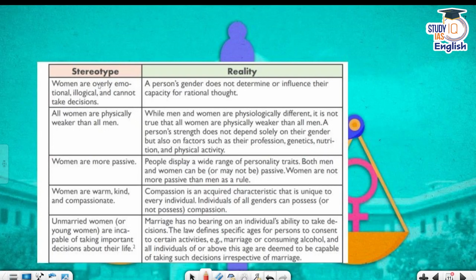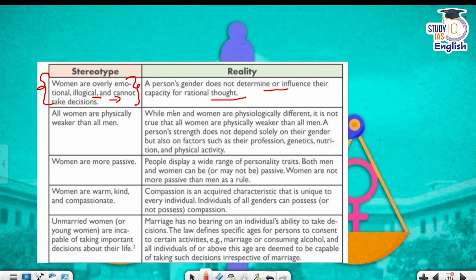There is a stereotype: women are overly emotional, illogical, and cannot take decisions. So how will this stereotype impact the professional career of any woman? A person's gender doesn't determine or influence their capacity for rational thought.